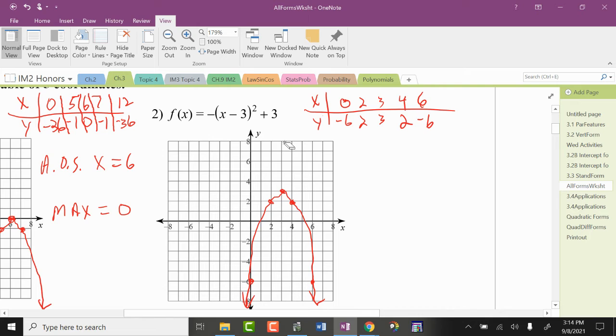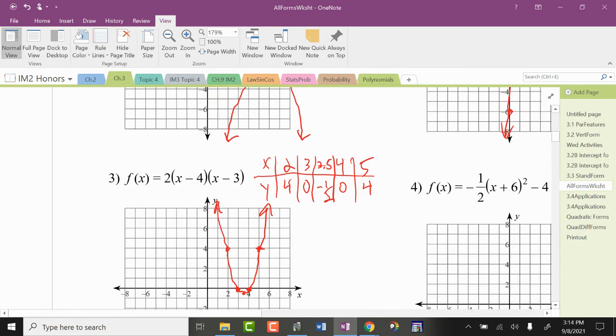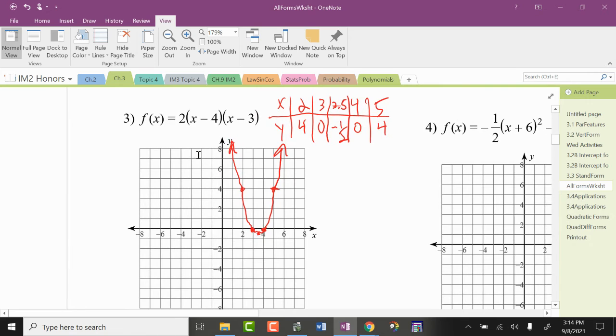X equals 3, axis of symmetry. The maximum, again, because this goes down, is 3 located at x equals 3. That's how you answer those questions. Should have done domain and range, but I didn't. And then I asked the student, what form is this?